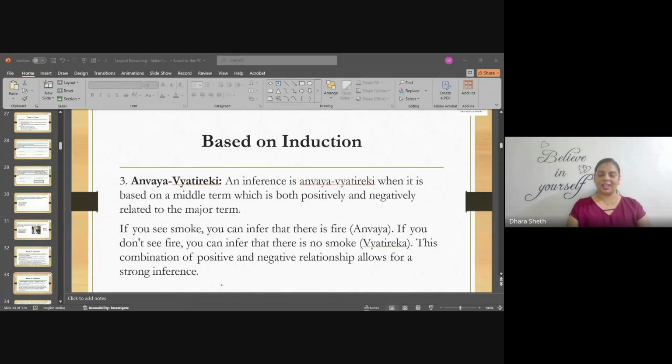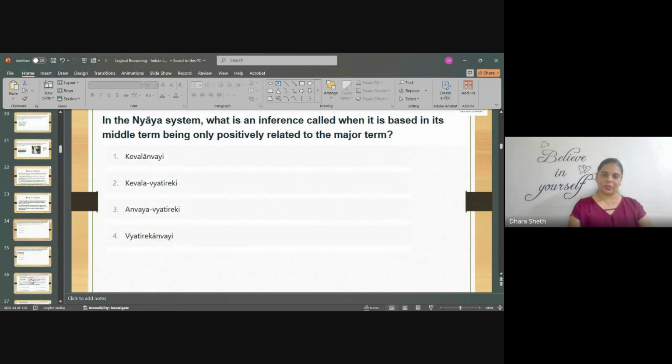When I ask you to solve the previous year questions, your concepts will become clearer. And remember, the middle term is hetu or reason. The major term is what you were trying to prove, sadhya. Paksha is the minor term, the subject. Usually it is the minor term because we are not talking much about its relationship with the middle term.